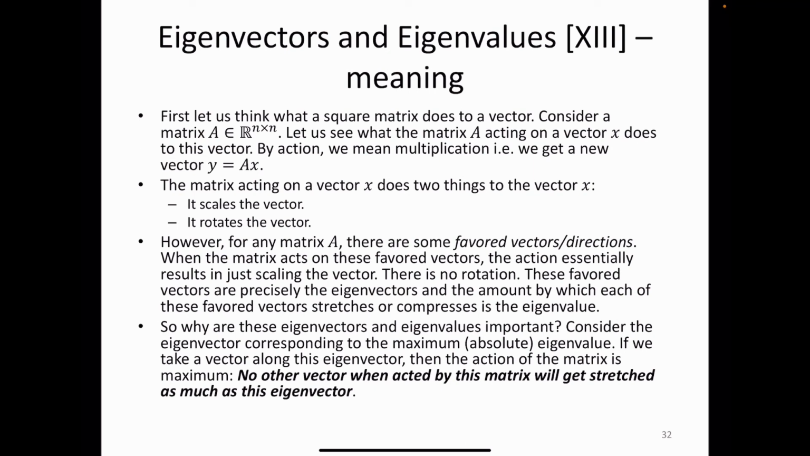Now, the key message about the meaning of eigenvectors and eigenvalues is, if we look at that last point here: why are eigenvectors and eigenvalues important? Consider the eigenvector corresponding to the maximum eigenvalue. If we take a vector along this eigenvector, then the action of the matrix is maximum. No other vector, when acted on by this matrix, will get stretched as much as the eigenvector. Okay, so that's the key important message.